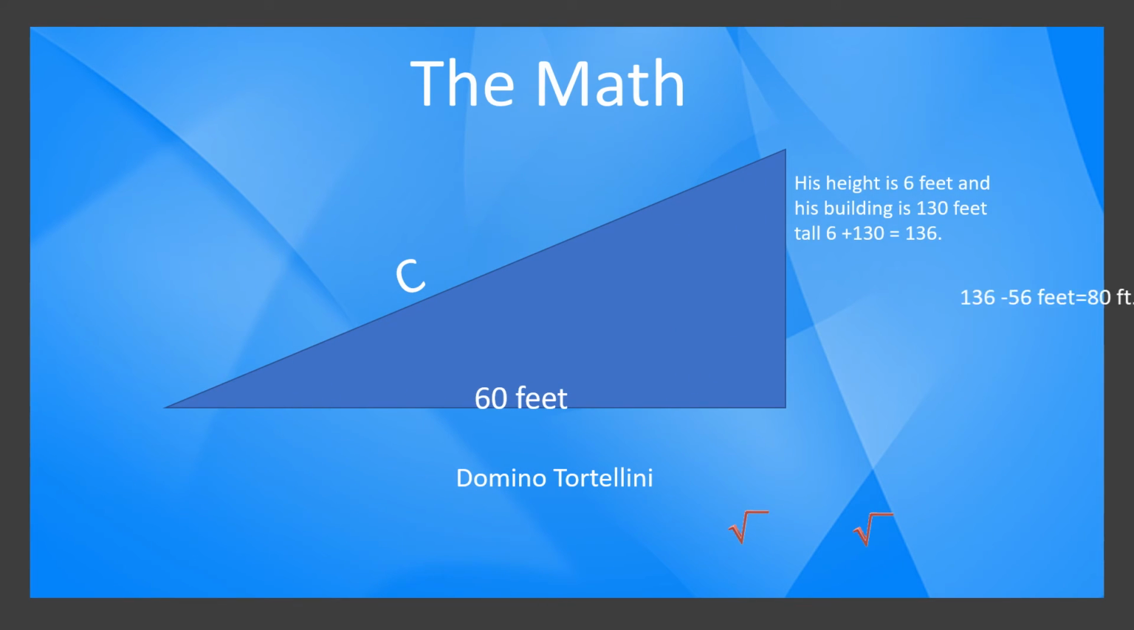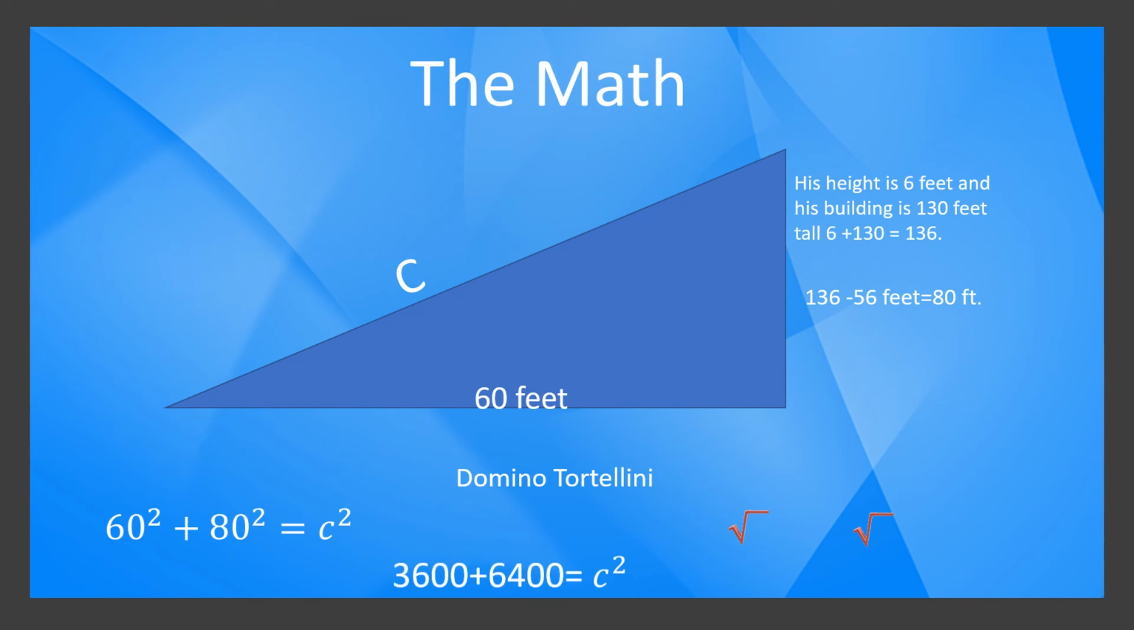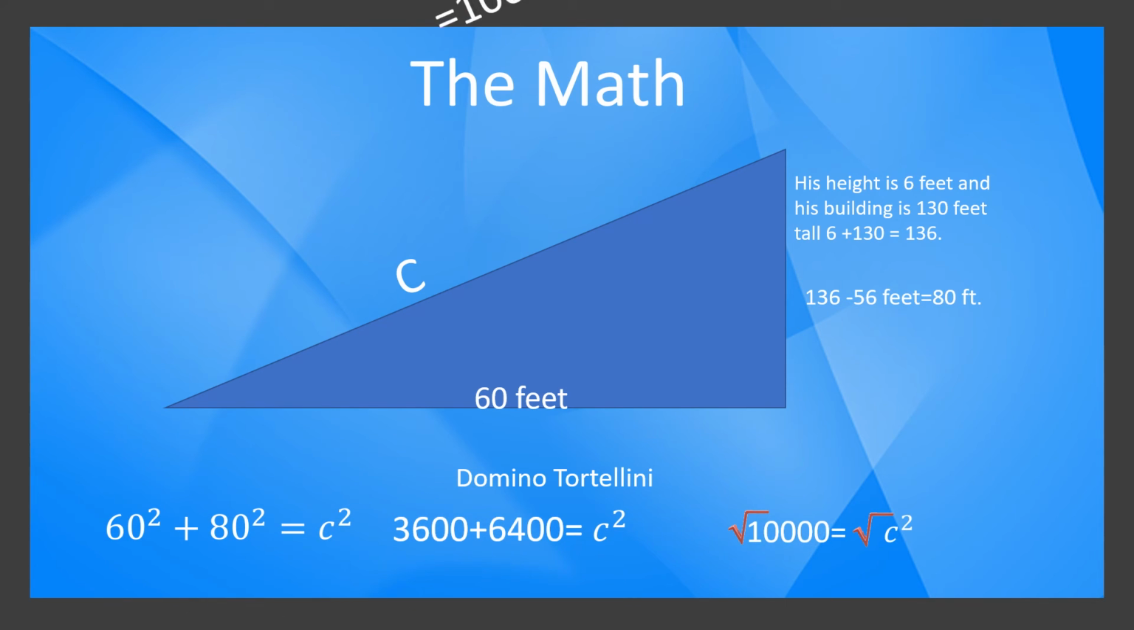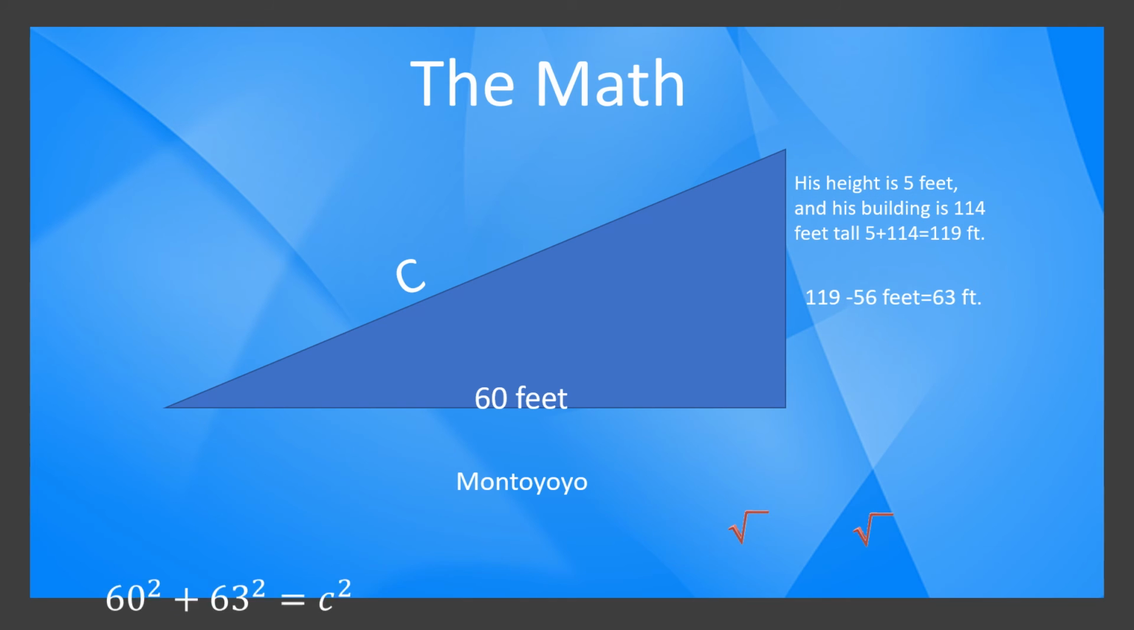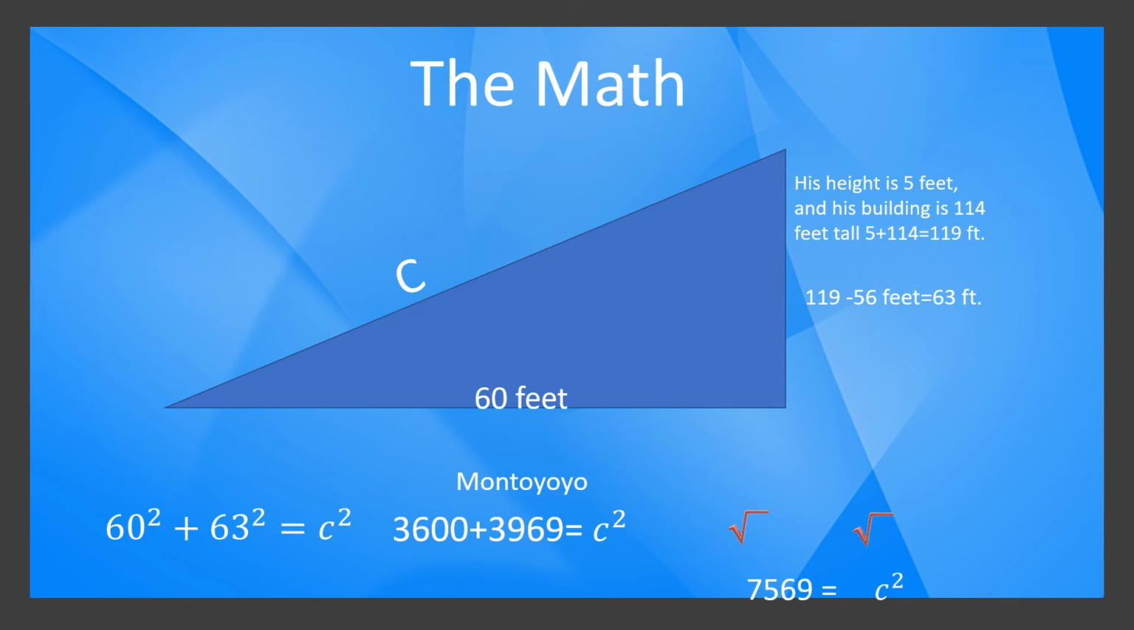Here is the math for Domino Tortellini. His end result is 100 feet. Here is the math for Montoyoyo. His distance is 87 feet.